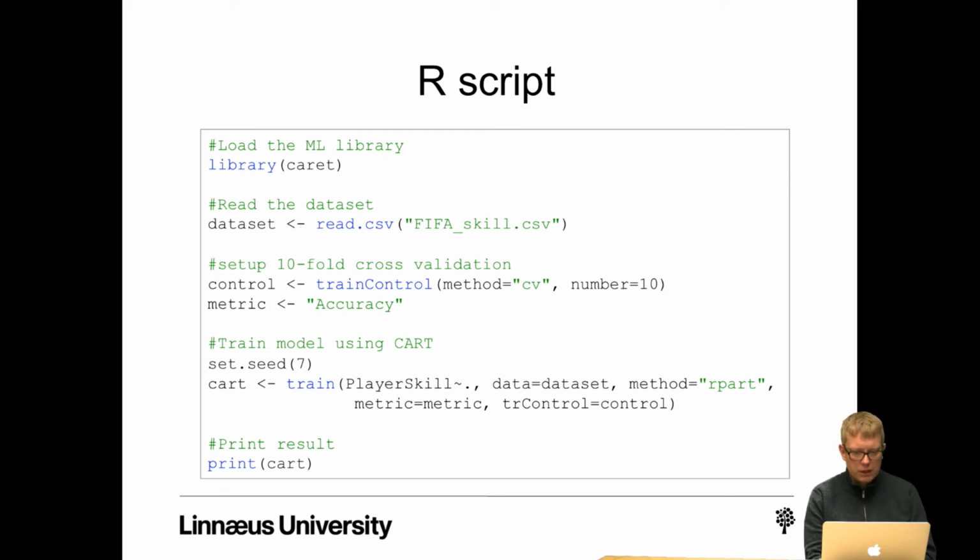So we set a seed for the randomizer, and the CART model is trained using the player skill attribute in the dataset, and we specify that we want to use the variable dataset as data. Method rpart, that's what the CART algorithm is actually called here. The metric is accuracy, we already specified it, and we have the training control, that we have also specified in the control variable, and in the end we print the result by using print(cart).